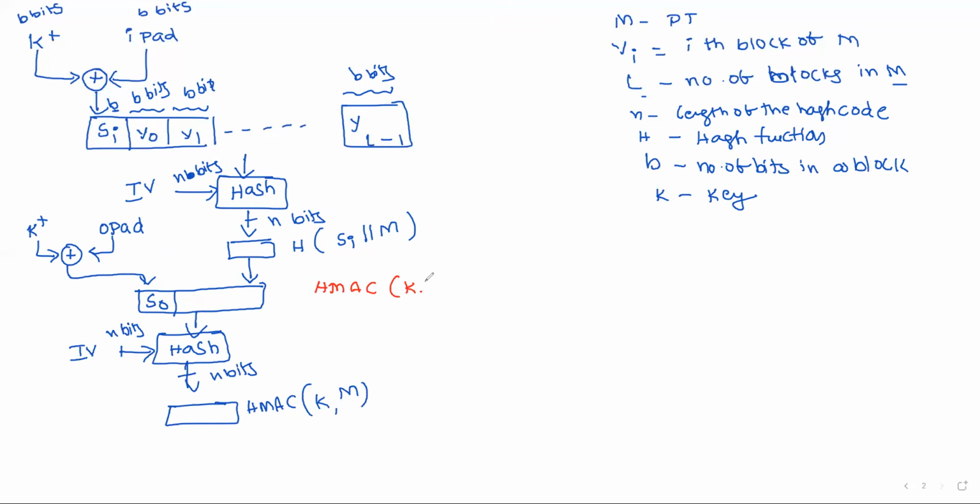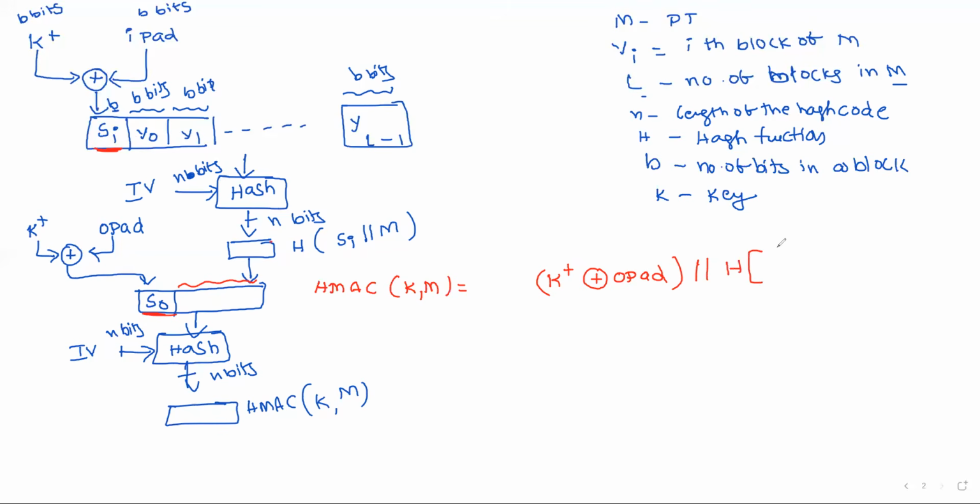HMAC of K comma M is equal to. What are the different operations we are performing? The different operations are: K plus XORed with OPAD. This is one step. We are appending with this one. What is this one? This is the result. So H of, and append with this one.